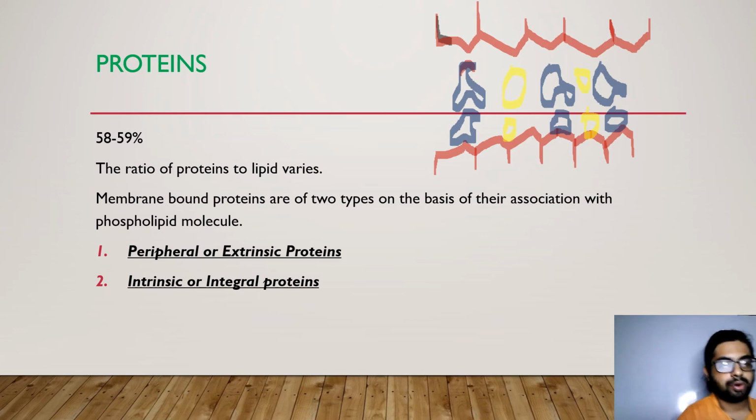Membrane bound proteins are of two types on the basis of their association with the phospholipid molecule. It can be peripheral or extrinsic proteins, and intrinsic or integral proteins. This is very important. Proteins found in the plasma membrane are basically of two types: peripheral, as the name suggests, found in the periphery of the plasma membrane, or extrinsic proteins, and intrinsic, meaning found inside, very near to the cytoplasm, or integral proteins.